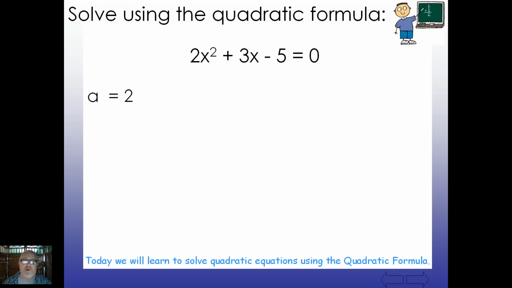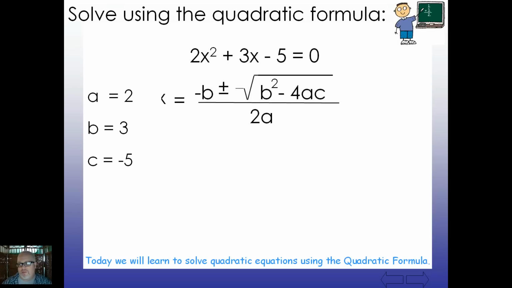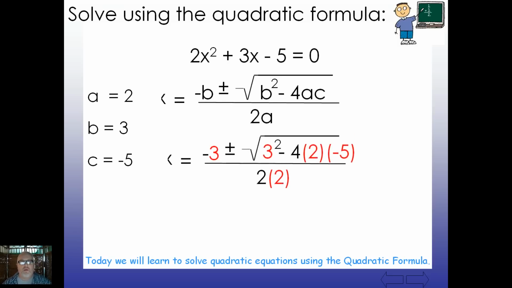How about this? How about a equals 2, b equals 3, and c equals negative 5? Okay. Remember, our formula tells us it's the opposite of b, plus or minus the square root of b squared minus 4ac, and all of that is over 2a. So let's go ahead and plug our values in, shall we? And hopefully you plugged them in. Just do your work like you normally would.